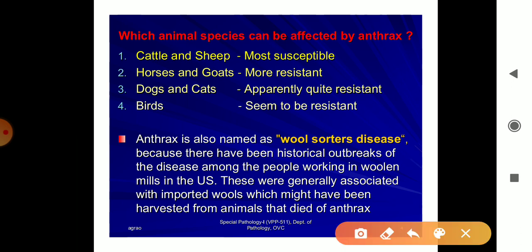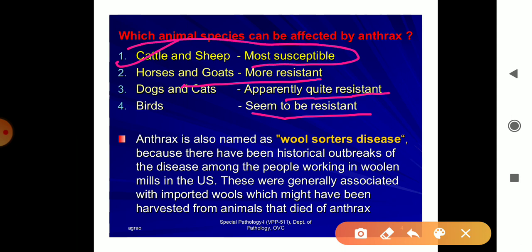Which animal species can be affected by anthrax? A very frequently asked question. Cattle and sheep are mostly affected, horses and goats are more resistant, cats and dogs are apparently quite resistant, and birds seem to be resistant. So cattle and sheep are more vulnerable to this disease. Anthrax is known as the wool sorter's disease because wool is produced from sheep, and sheep are the most vulnerable animals.